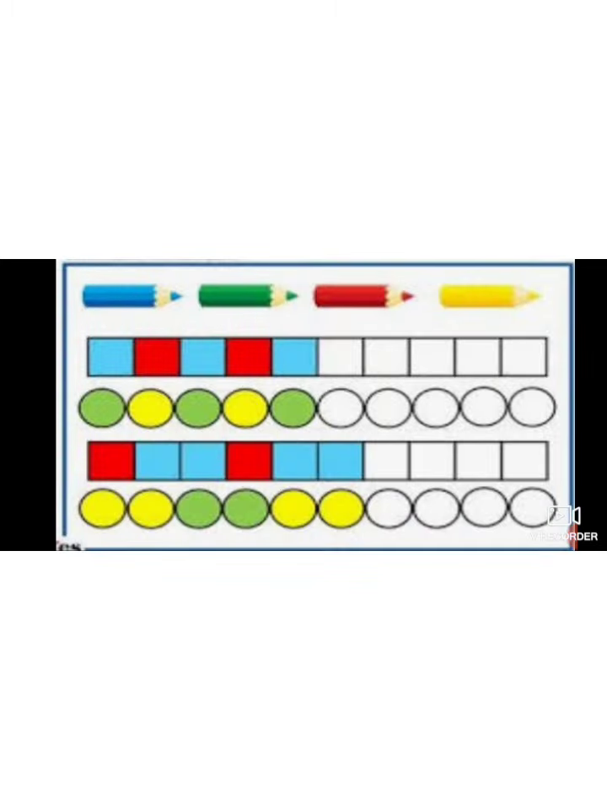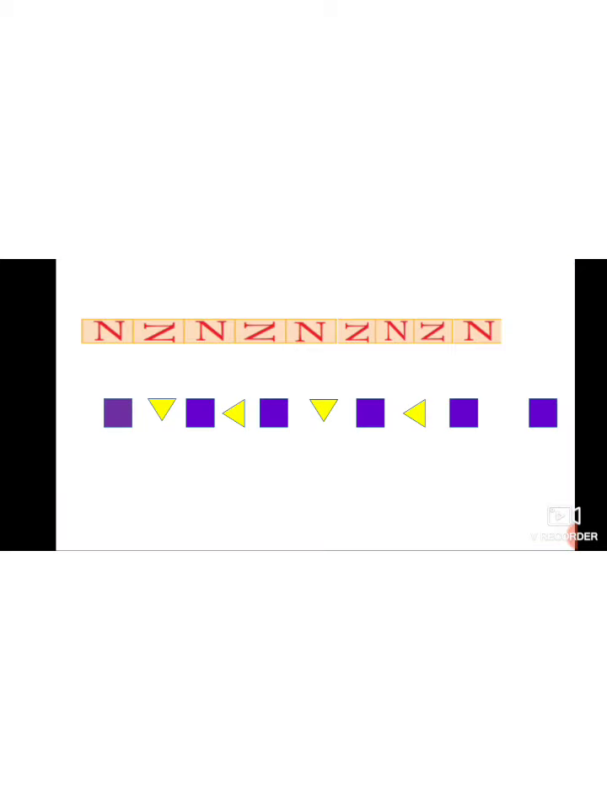Now look at this sequence over here of the patterns. Blue, red, blue, red, blue, red. Next, blue. Next, red. Next, blue. Next, see this sequence. A standing N, a sleeping N, a standing N, a sleeping N, a standing N, a sleeping one. Standing N, sleeping N, standing N. What must come next? Sleeping N.